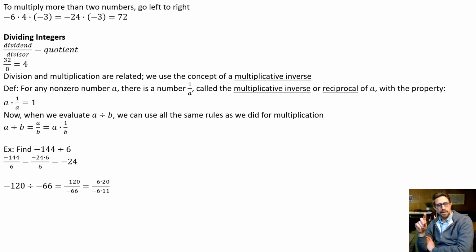So that gives you -6 times 20 over -6 times 11. Then you just divide numerator and denominator by -6. And you're done. It's 20 over 11. And then remember, we don't want that as a mixed number. And we don't want it as a decimal. In fact, that would be a very messy repeating decimal. So that's it.